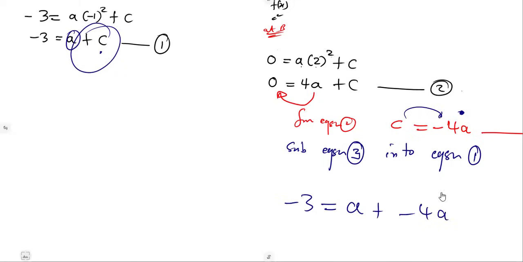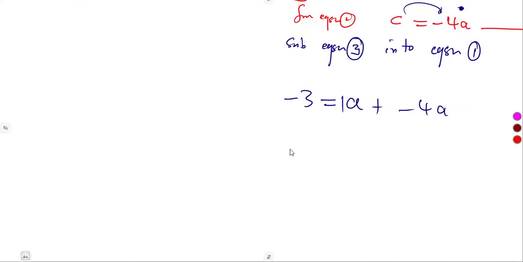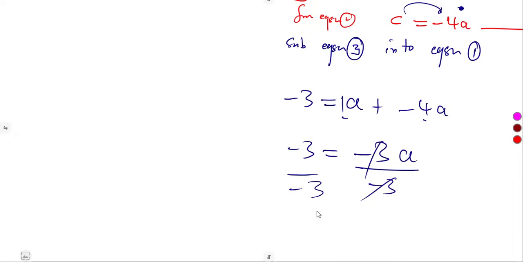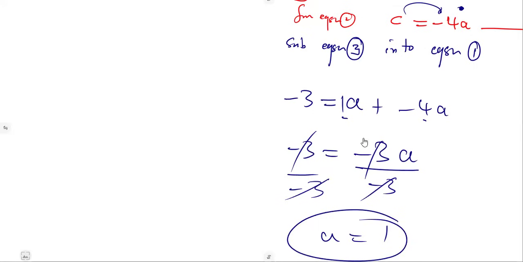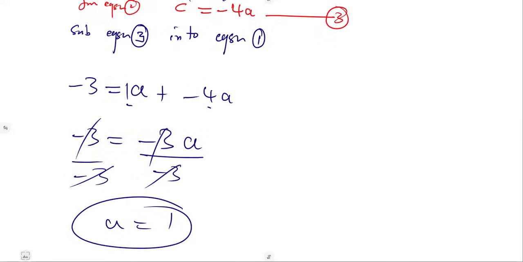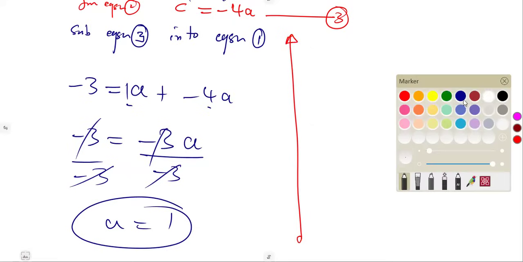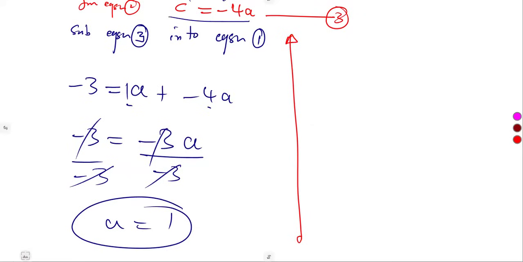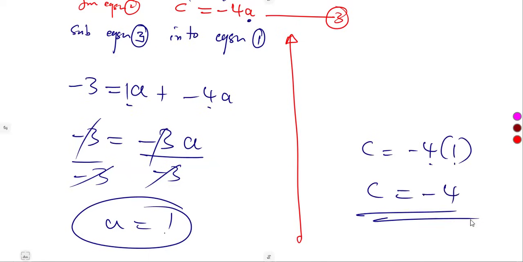That's it, guys. Plus and minus, that's a minus. So this is -3 is equal to 1 minus 4, which is minus 3a. Divide by negative 3. By negative 3, this is going to cancel. So our a is 1. So that's it, guys. With a being 1, we can substitute in any one of these equations, or you can just substitute in equation 3. Since c is already the subject there, c is equal to minus 4a, and our a is 1. So c is negative 4 times 1, which is negative 4.